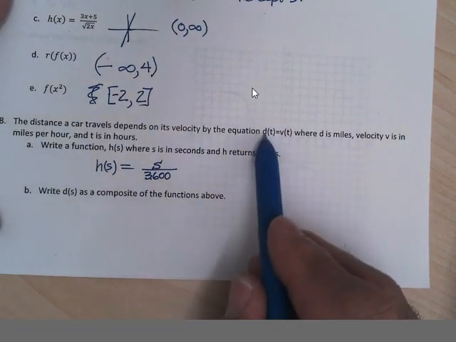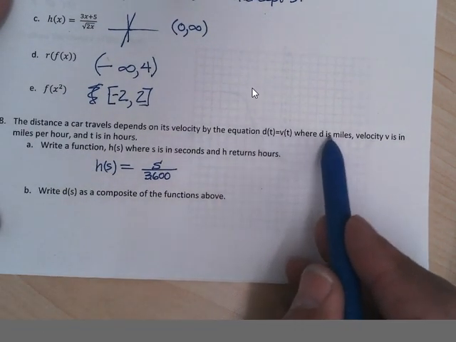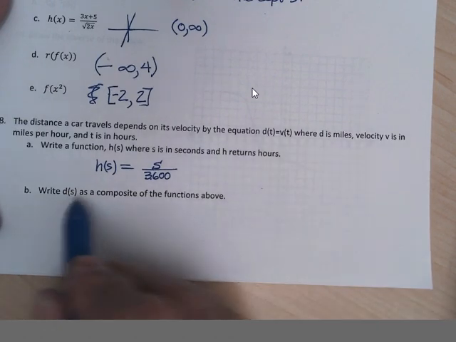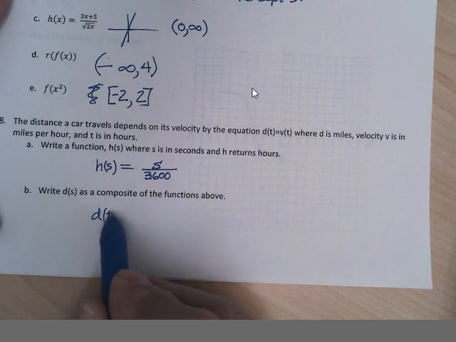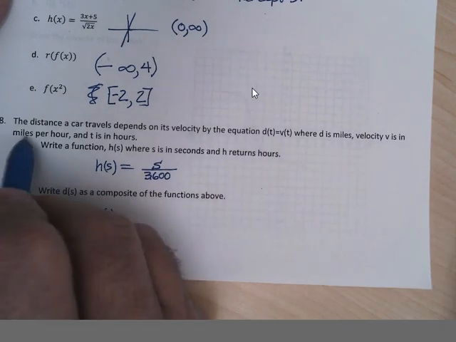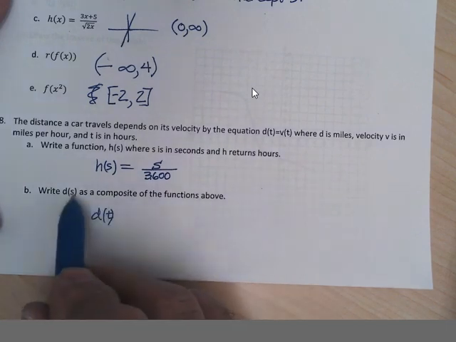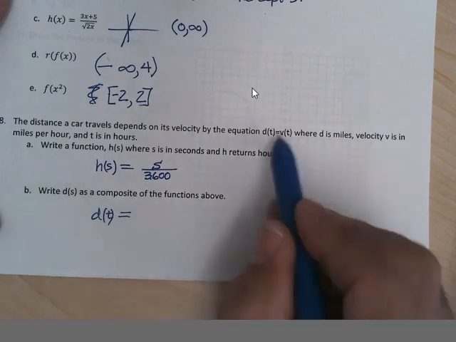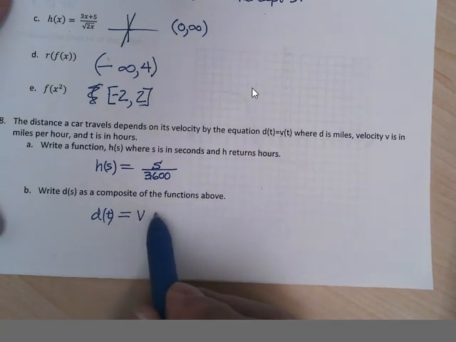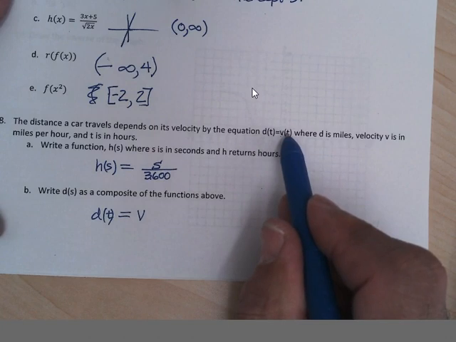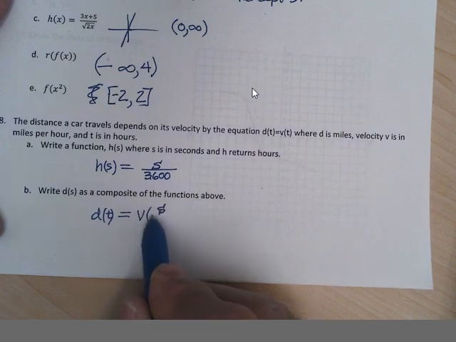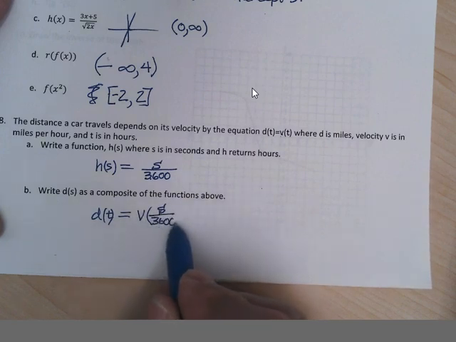So now d of t finds the miles it went, which was the velocity of time. So d of s, where distance is in miles and velocity is in miles per hour, and now we want d of s of the composite. So it's going to be v of t, but t is in hours, so we have to convert t to s. So for the t, we have to make it s divided by 3600.